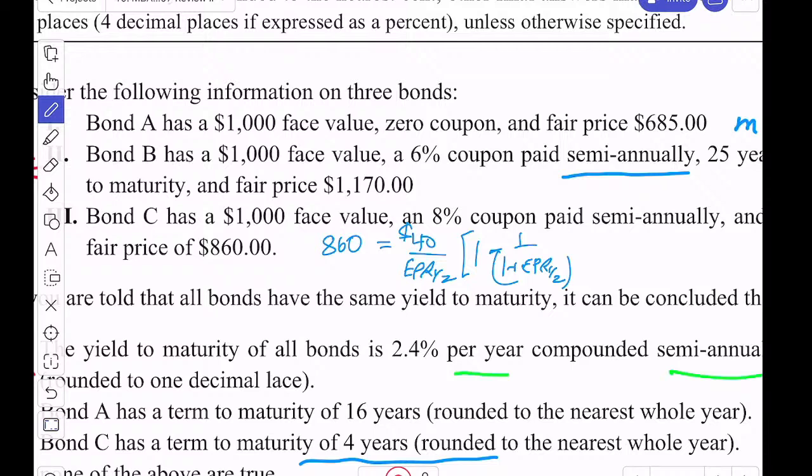And what we want to know is how many periods, and then we have the face value of the bond, for also the same amount of periods. So this is the formula. Now we put everything into the calculator, and we hope it's going to be 4 years.